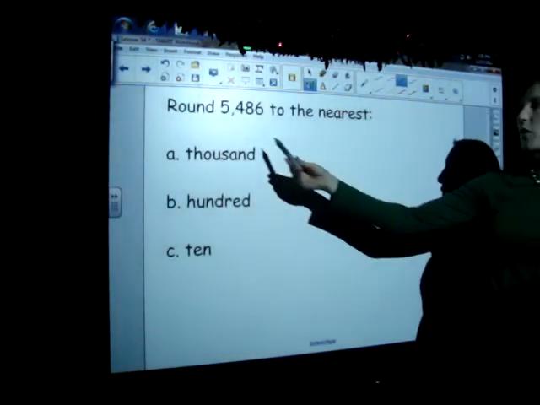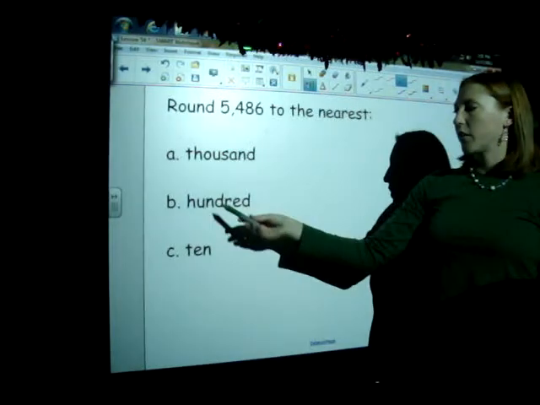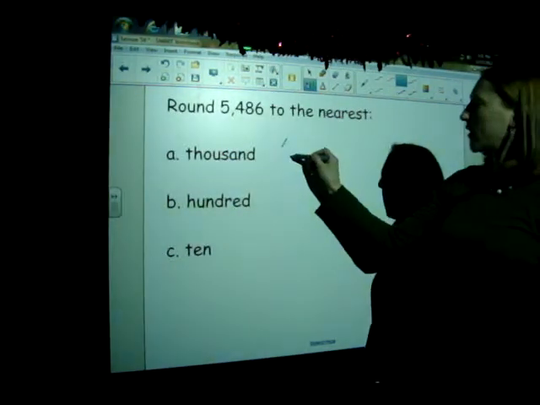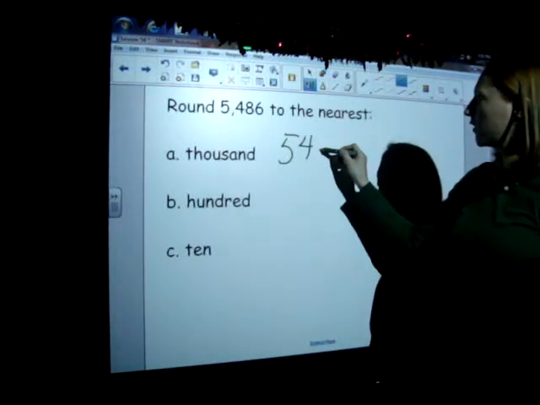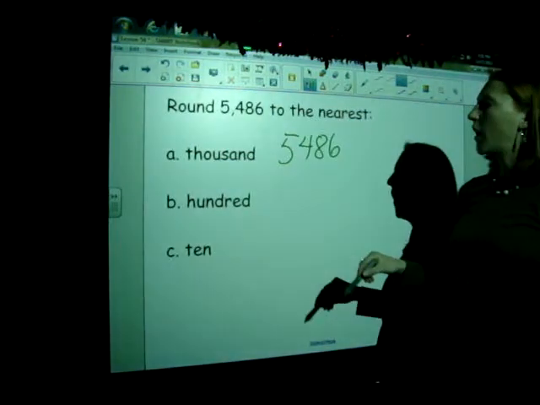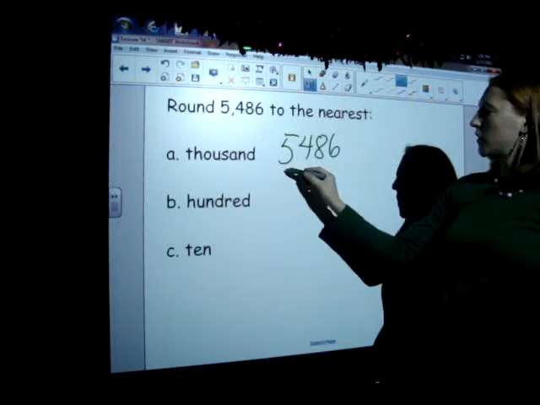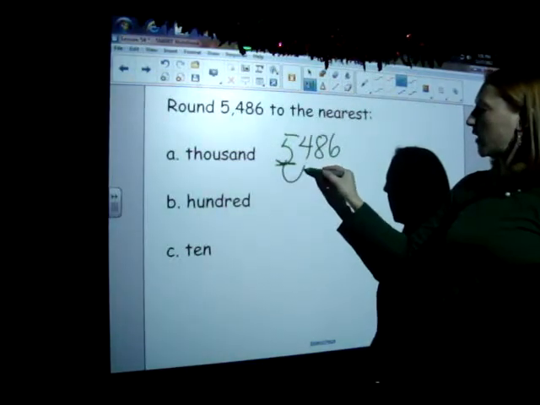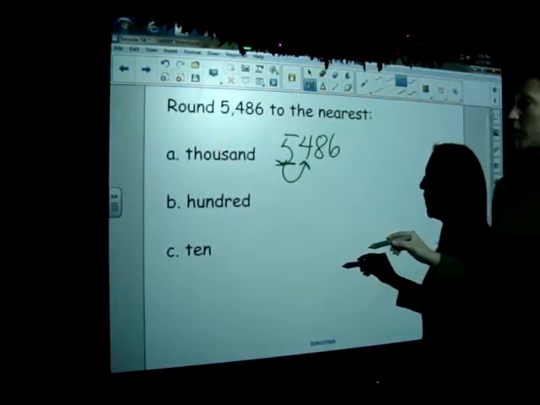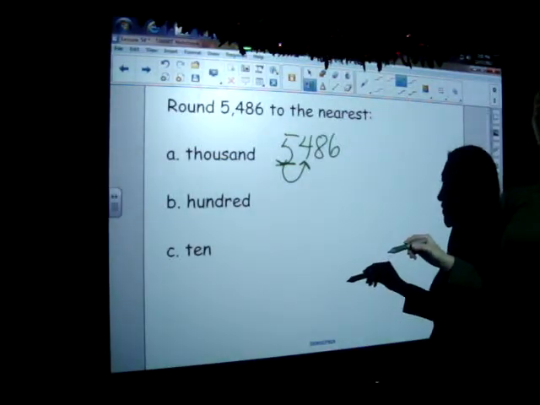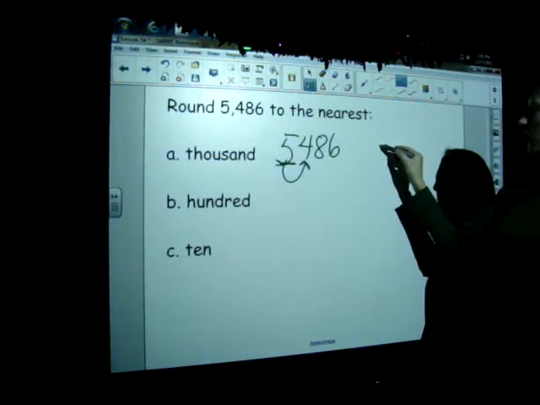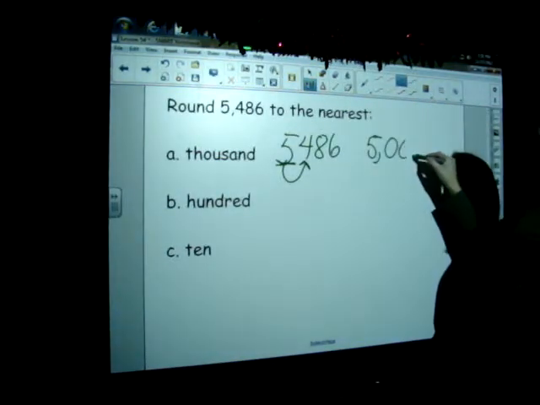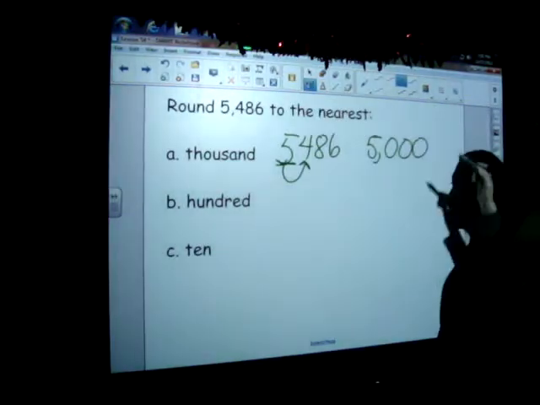This time we're going to work with the same number, but we're going to round it in 3 different ways: the thousands, hundreds, and tens. So rewrite the number. Underline the digit in the thousands. Should have underlined the 5. Draw an arrow next door. It's a 4. Does 4 tell us to round up or to stay there? It tells us to stay there. So I have 5,000, and everything else goes to a 0.